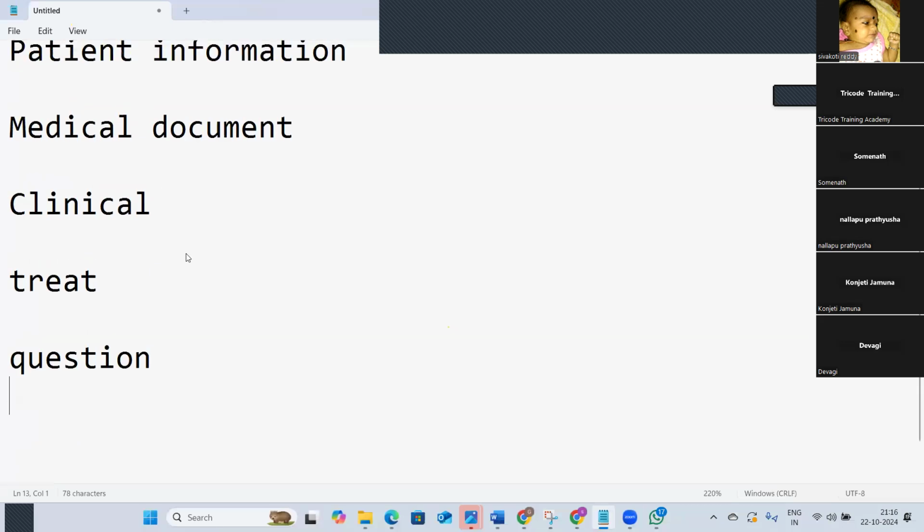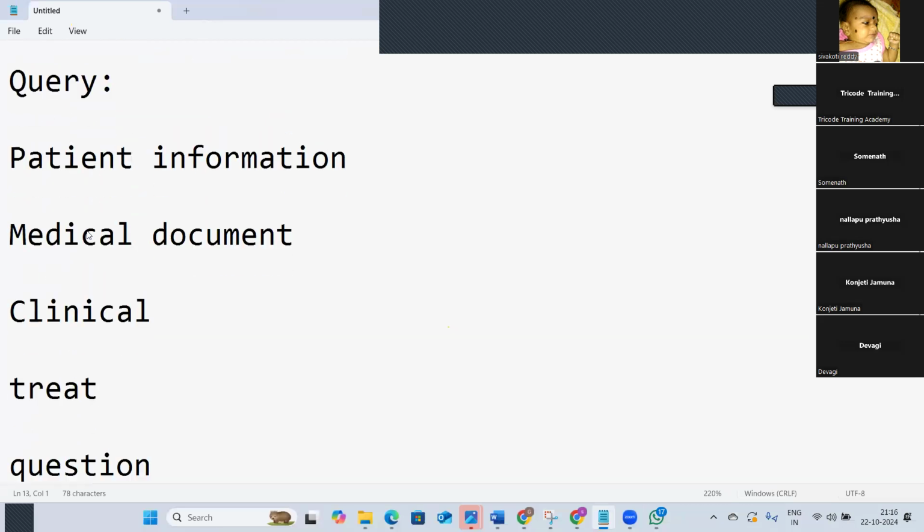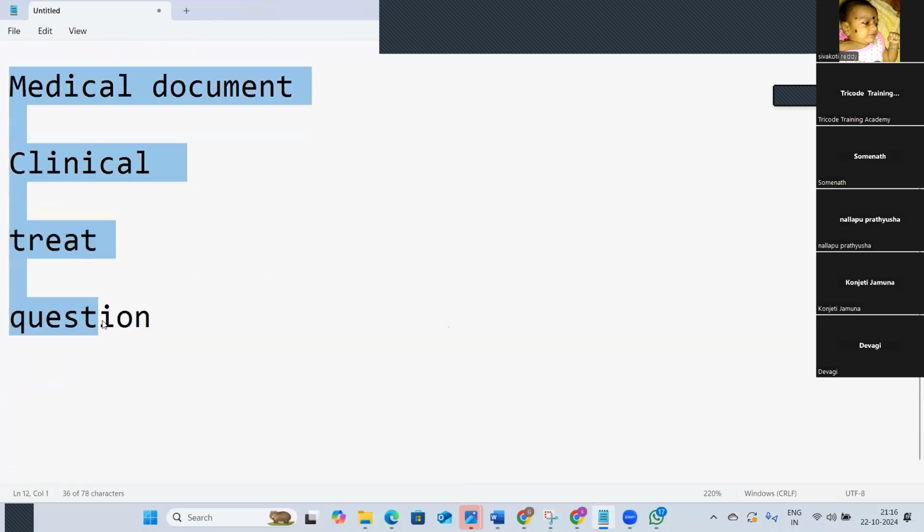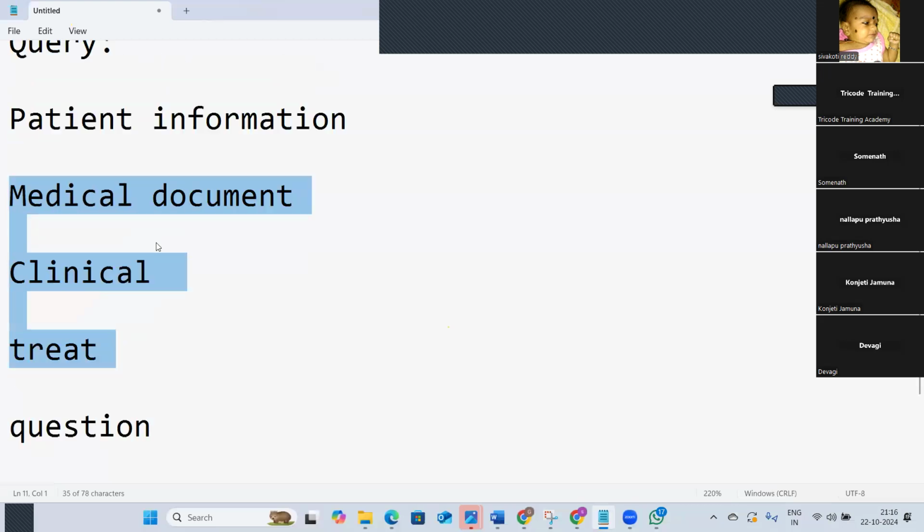A complaint query means we need to see that it should have all these parameters. These are called parameters. A complaint query definitely should have these parameters. With these parameters, we can call it a complaint query. If any parameter is missing, then automatically it is a non-complaint query.